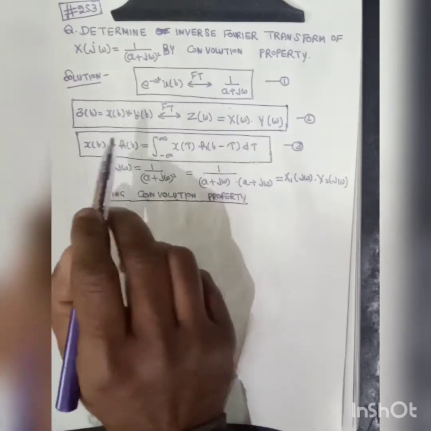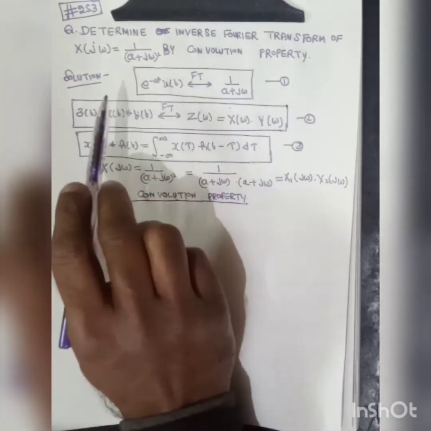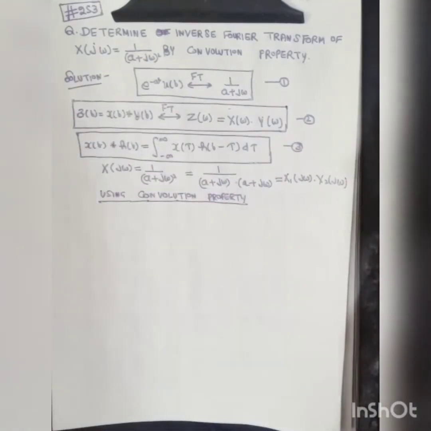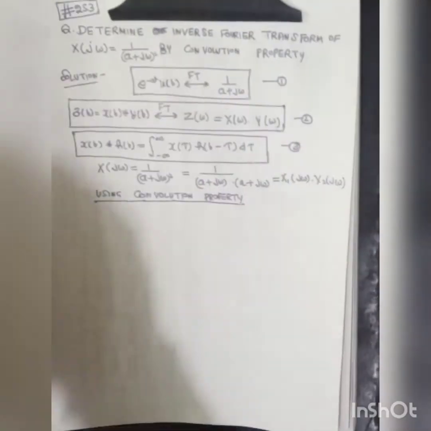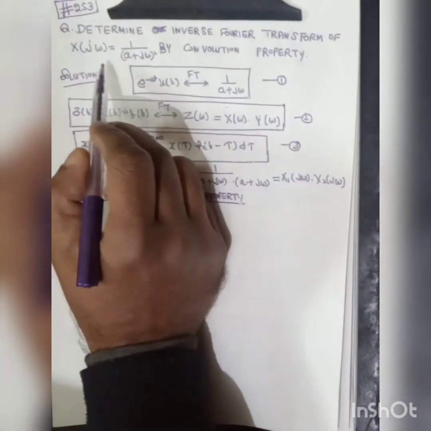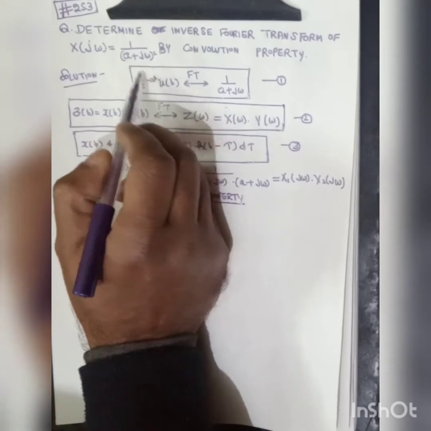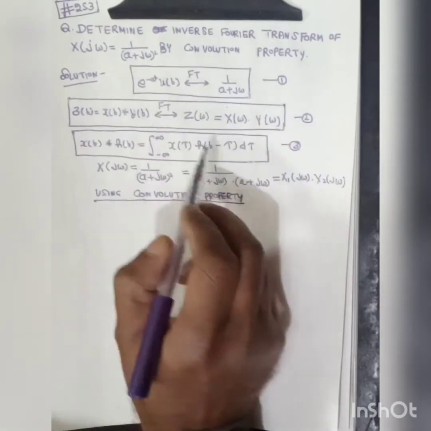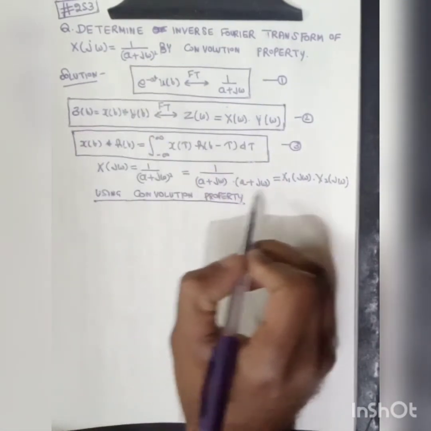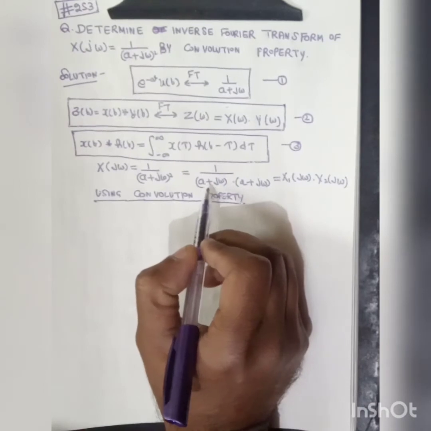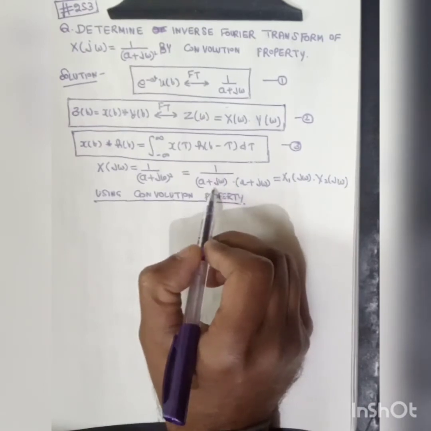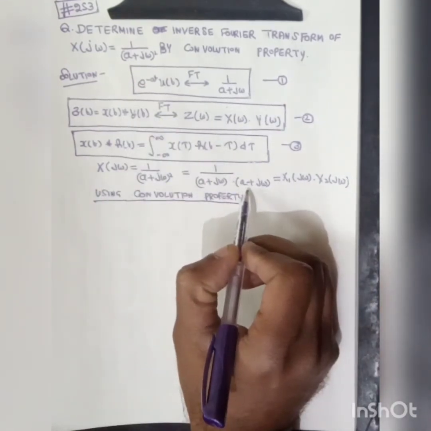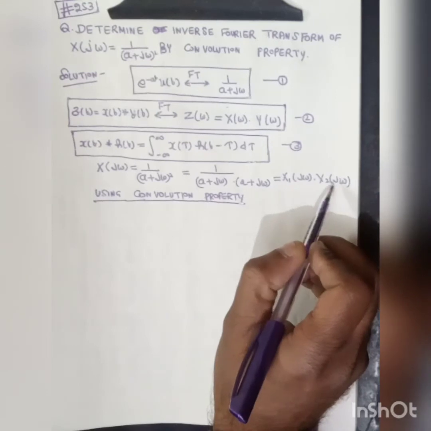I am again repeating, the given signal is X(j omega) equal to 1 upon (a plus j omega) whole square. That is, in the frequency domain the signal is 1 upon (a plus j omega) whole square. We can write this signal as a multiplication of two signals. First is 1 upon (a plus j omega), let this be denoted by x1(j omega), and the second signal is also 1 upon (a plus j omega), let this be denoted by x2(j omega).